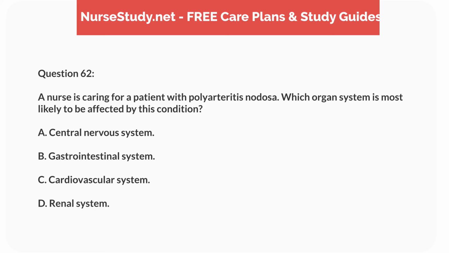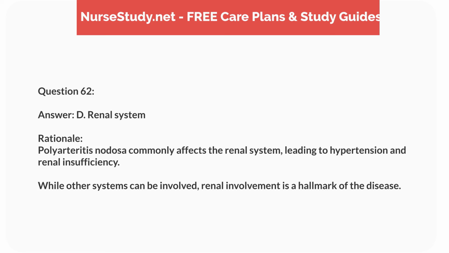Question 62. A nurse is caring for a patient with polyarteritis nodosa. Which organ system is most likely to be affected by this condition? A. Central nervous system. B. Gastrointestinal system. C. Cardiovascular system. D. Renal system. Answer: D. Renal system. Rationale: polyarteritis nodosa commonly affects the renal system, leading to hypertension and renal insufficiency. While other systems can be involved, renal involvement is a hallmark of the disease.